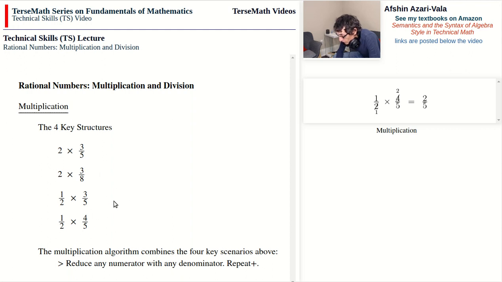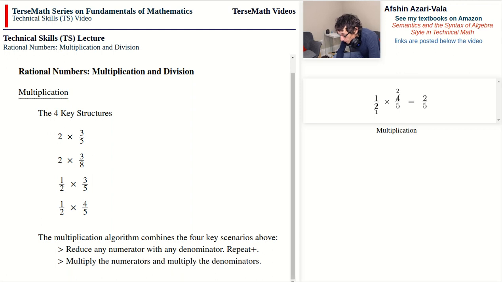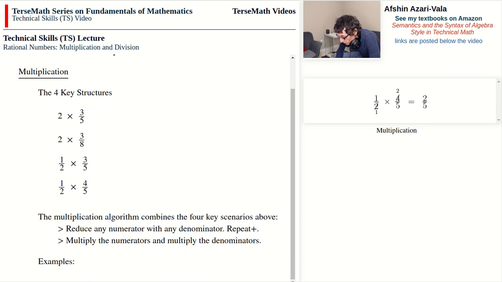And once you've done your reductions, that would be taking these 2 steps over and over until nothing more can be reduced. Then we follow steps 1 and 3, which says you can multiply the top numbers, so double the number of pieces in this case, or multiply the bottom numbers, which divides the number of a piece by 2. Okay, so the algorithm is reduce any numerator with any denominator, and then keep doing that until you cannot do this anymore. And then multiply the numerators and multiply the denominators. Now let's take a look at some examples.